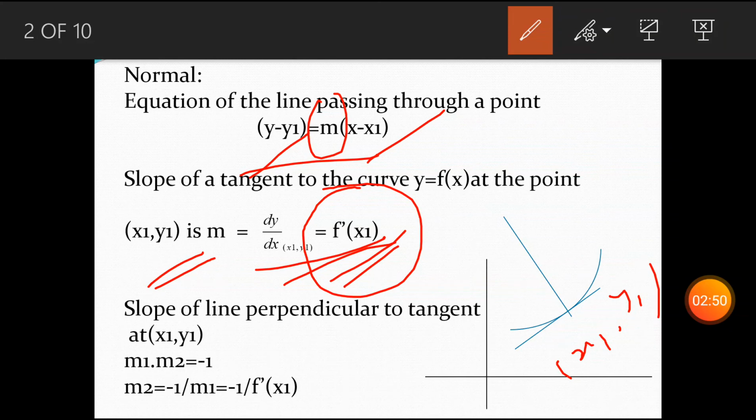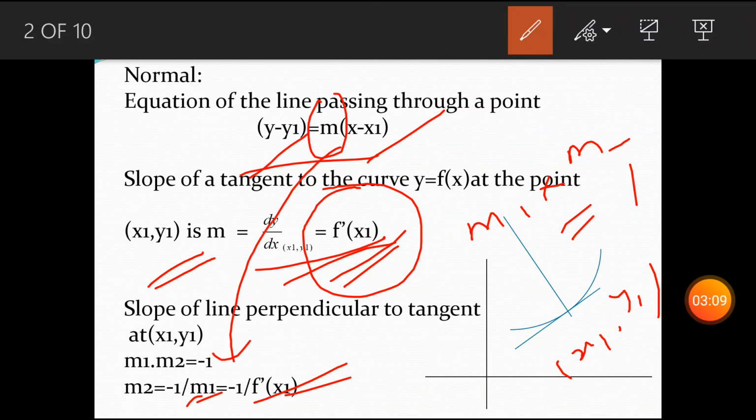Now we want to calculate the slope of the normal. So m1 into m2 equals -1. m1 is f'(x1), so m2 will be -1 upon m1, so this is -1 upon f'(x1). This is the slope that we are going to use here. So we are going to replace m with -1 upon f'(x1), into (x minus x1). So this will be the equation of the normal.